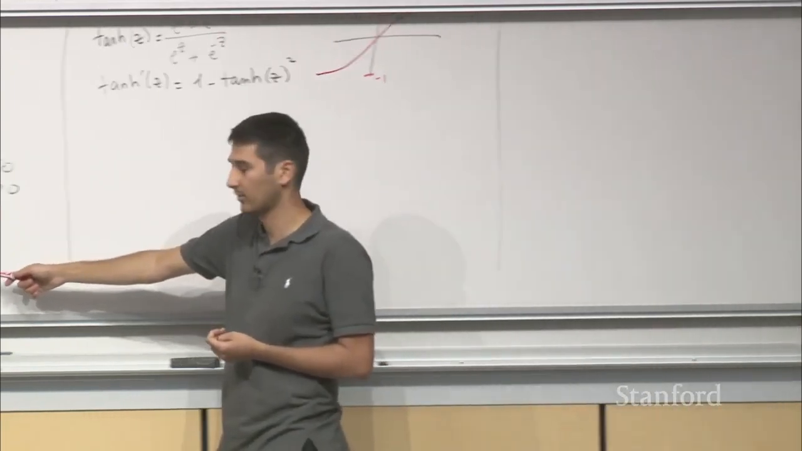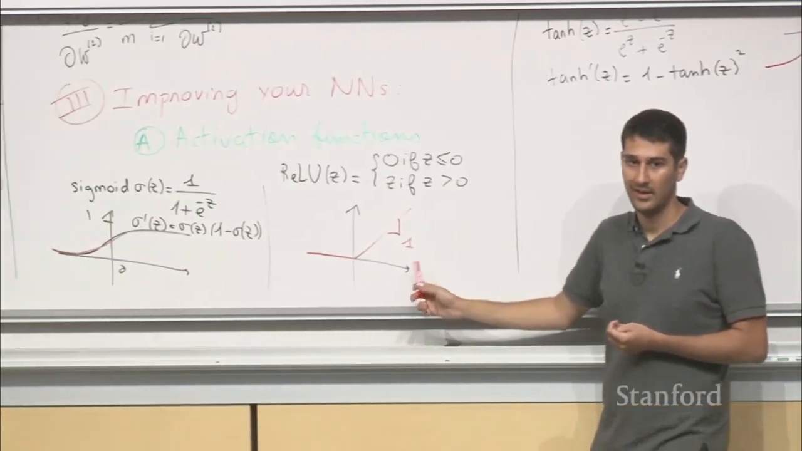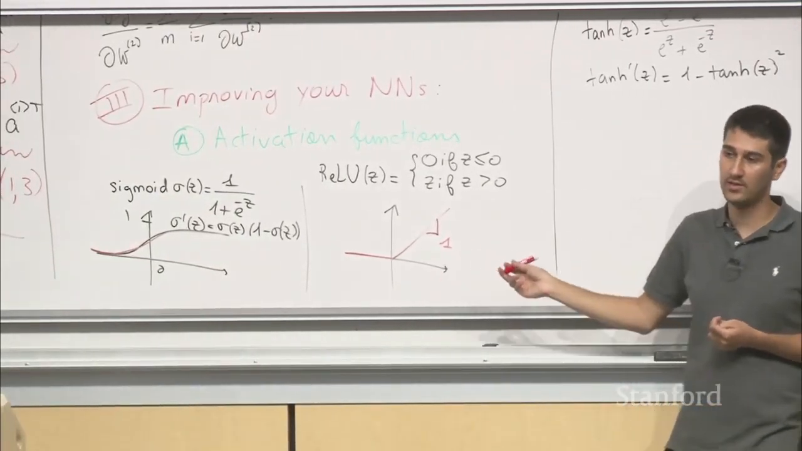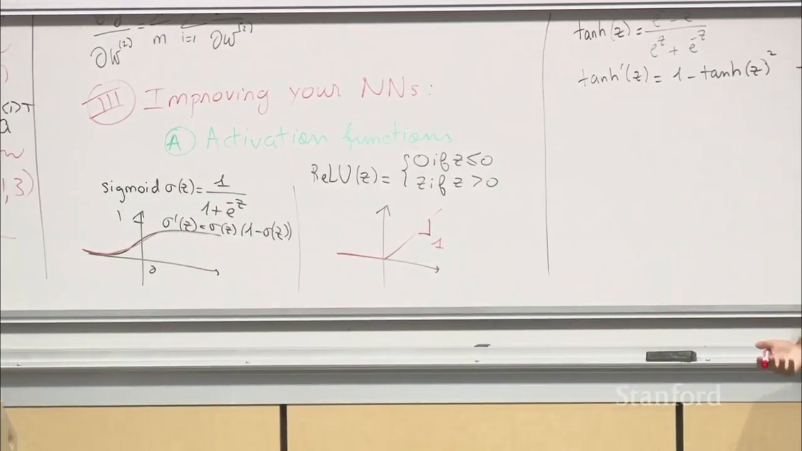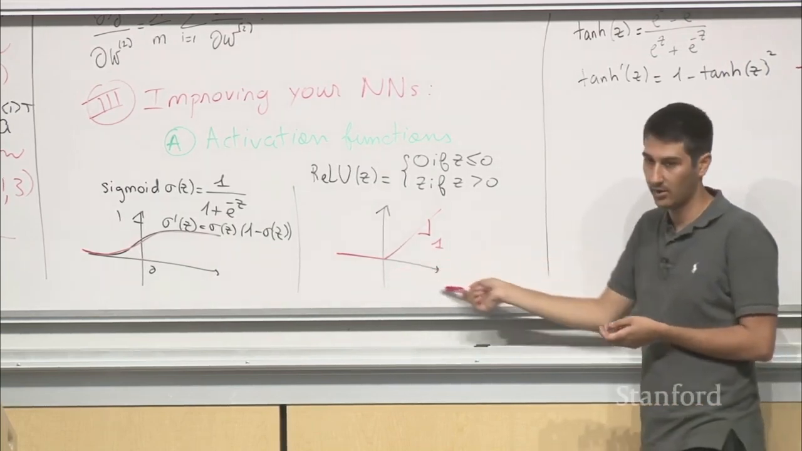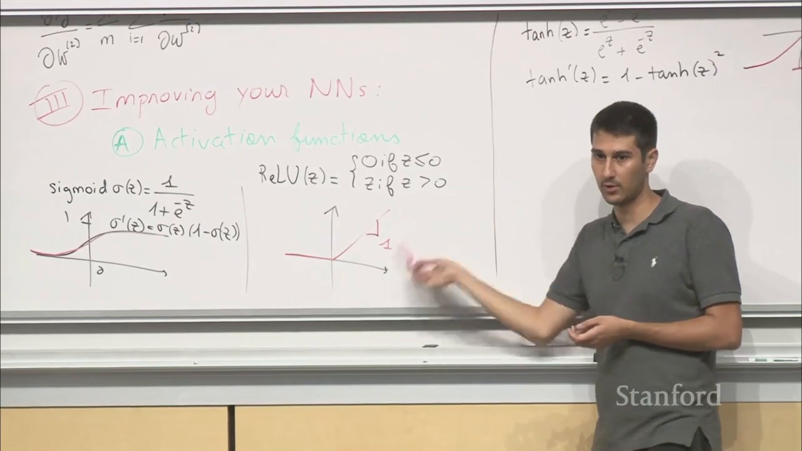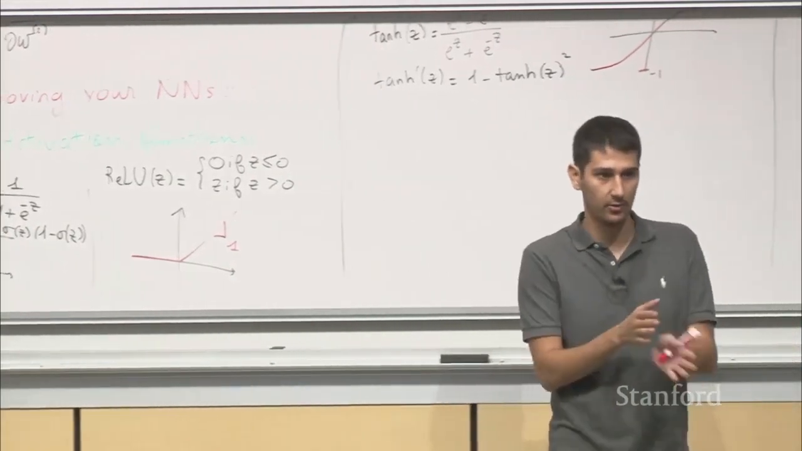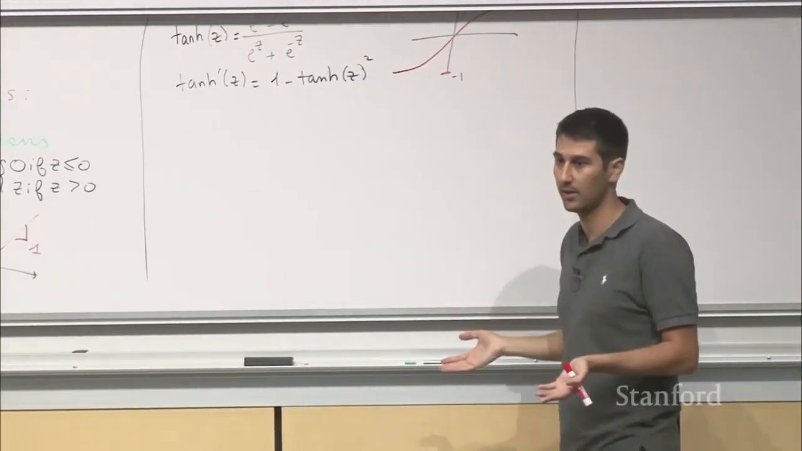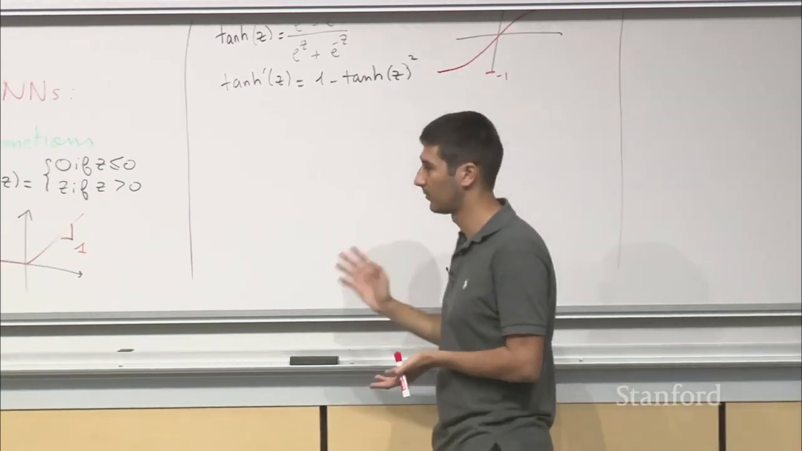ReLU, on the other hand, doesn't have this problem. If Z is very big in the positives, there's no saturation. The gradient just passes. And the gradient is 1 when we're here, right? The slope is equal to 1. So it's actually just directing the gradient to some entry. It's not multiplying it by anything when you backpropagate.